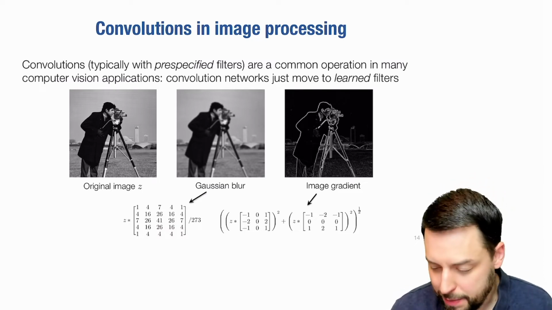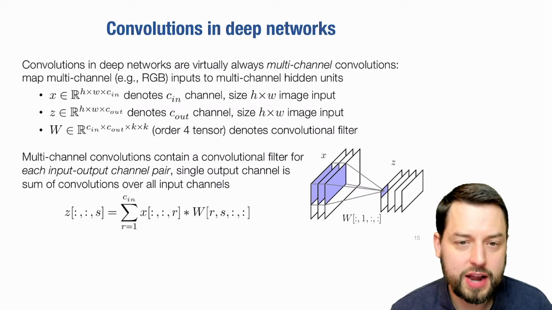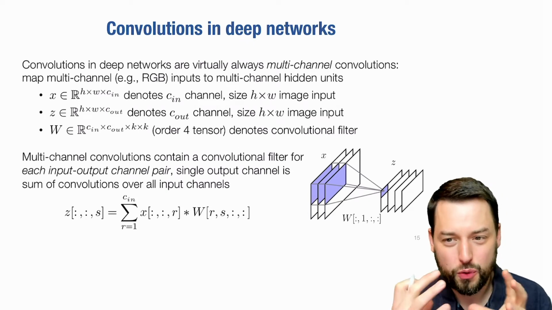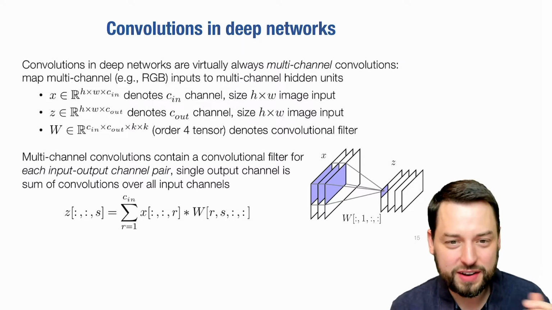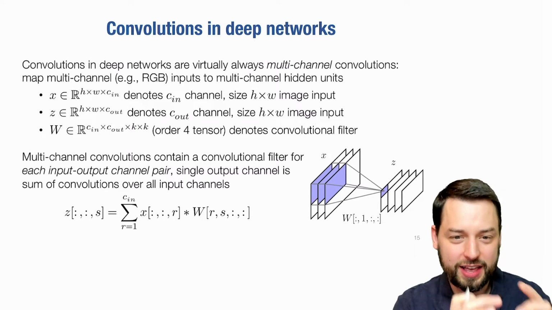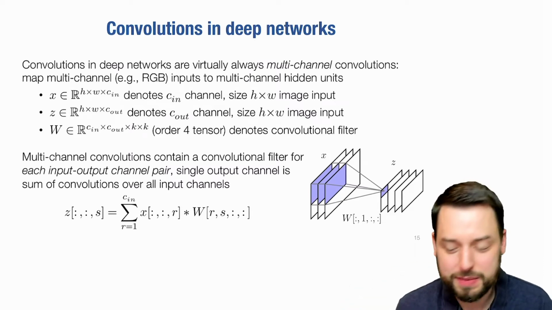Now, I should mention one thing about convolutional networks, which is that they are never applied in, despite the fact that you often see convolutions drawn in that 1D sense that I showed you a few slides back, right? So they're often drawn like a filter sliding across an image.